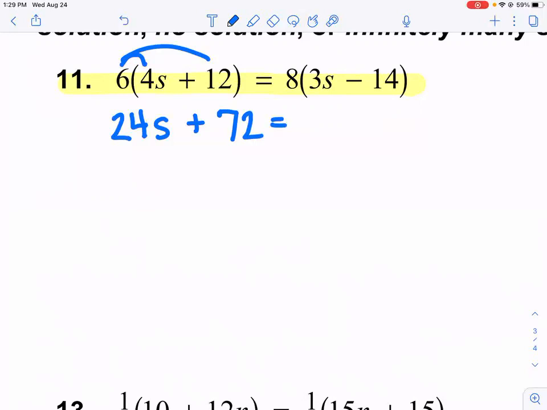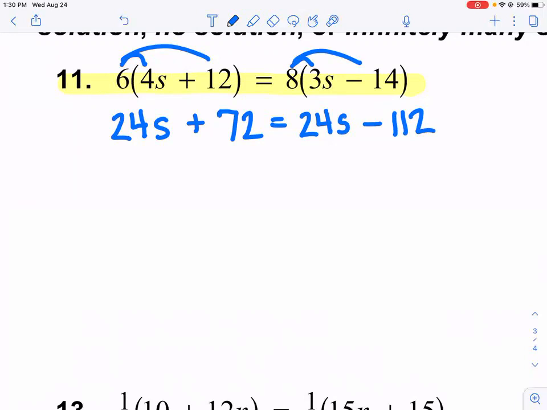It is 72. Very good. All right, now get excited. Okay, we're going to distribute the 8. Oh my gosh, we have 24S minus, Estelle did our calculations for us. 8 times 14 is 112.